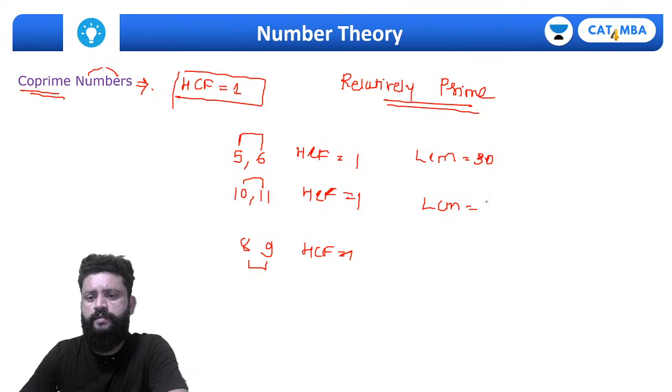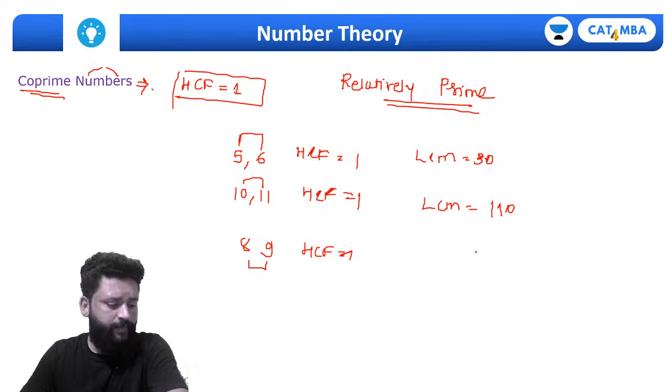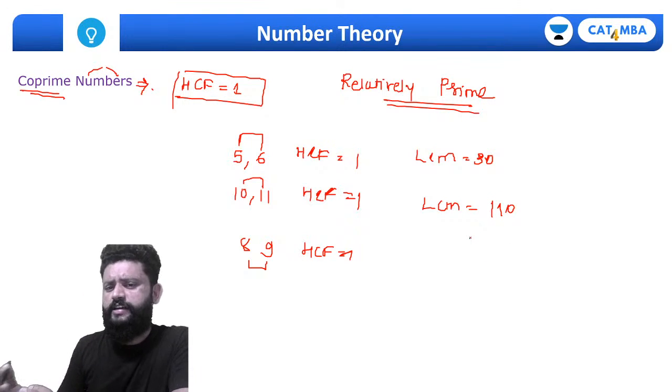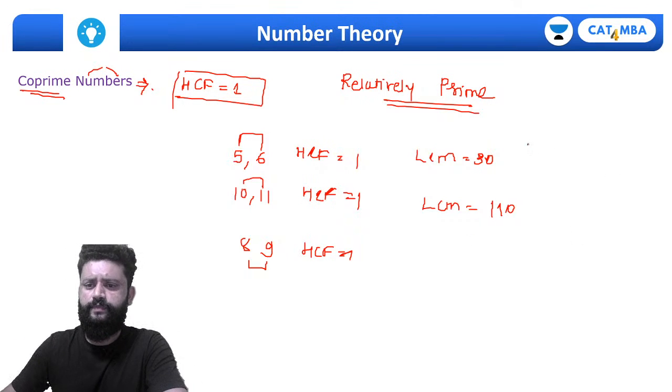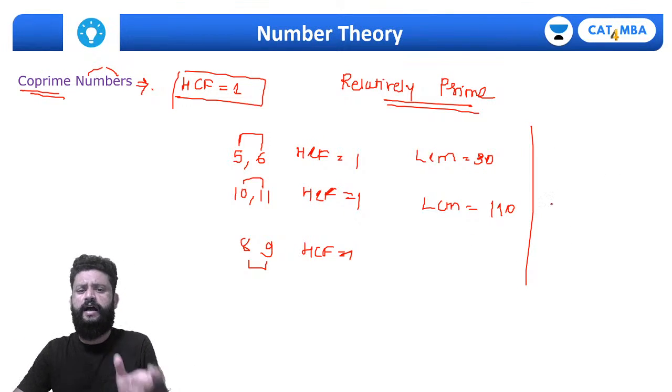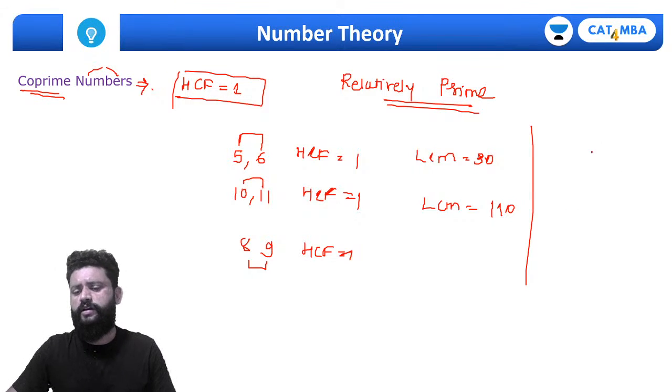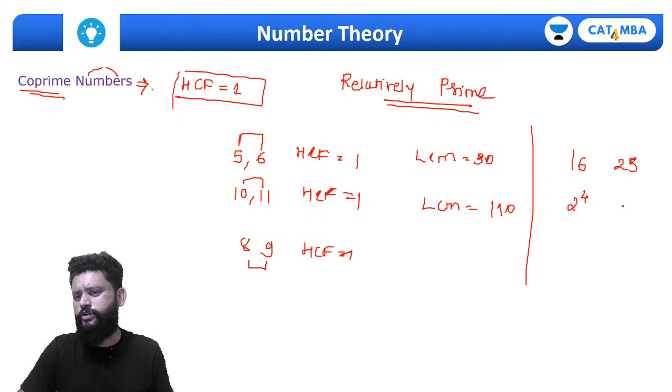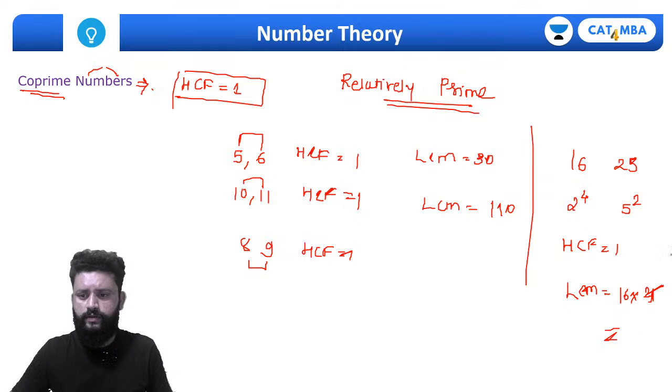Here LCM is 110. Is it necessary to have consecutive numbers, then only it is coprime? Is it necessary to have a consecutive pair of numbers? It is not necessary. We can have other numbers as well, like 16 and 25. So 16 is 2 to the power 4 and 25 is 5 square. So HCF will be 1, and LCM will be simply 16 into 25. That comes out to be 400.